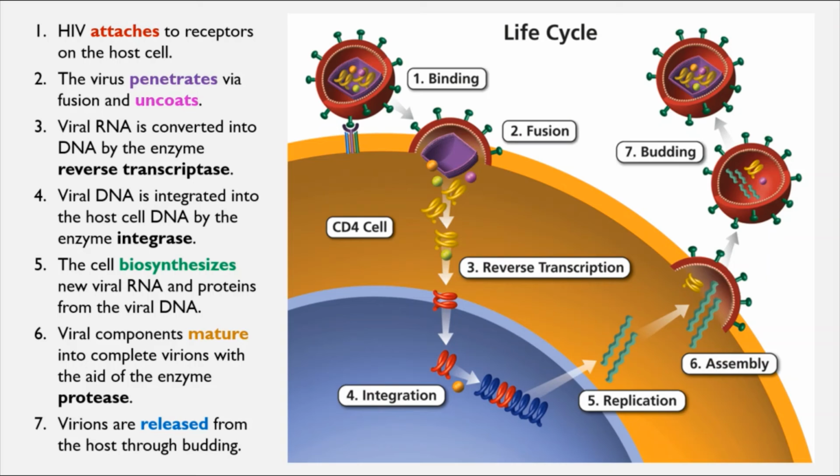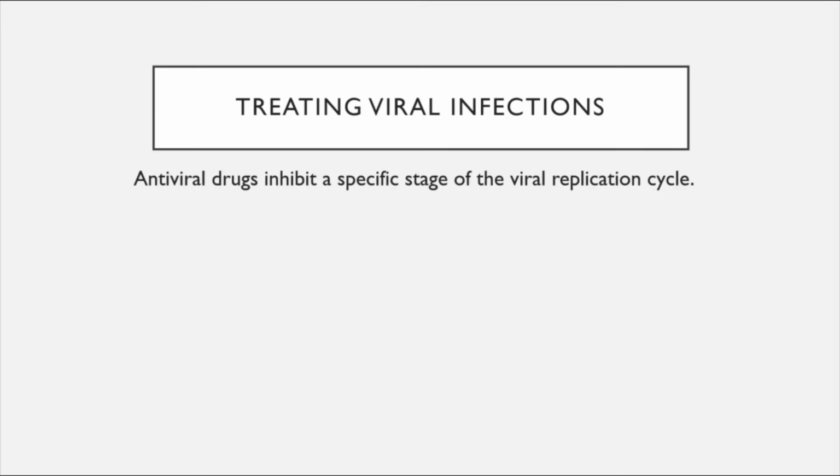Scientists have developed such effective drugs for treating HIV infections that the average life expectancy of a person who has an HIV infection is actually not that far off from the average life expectancy of someone who does not. But this is something we'll talk more about later. For now, we are going to talk a little bit about treating viral infections in general.